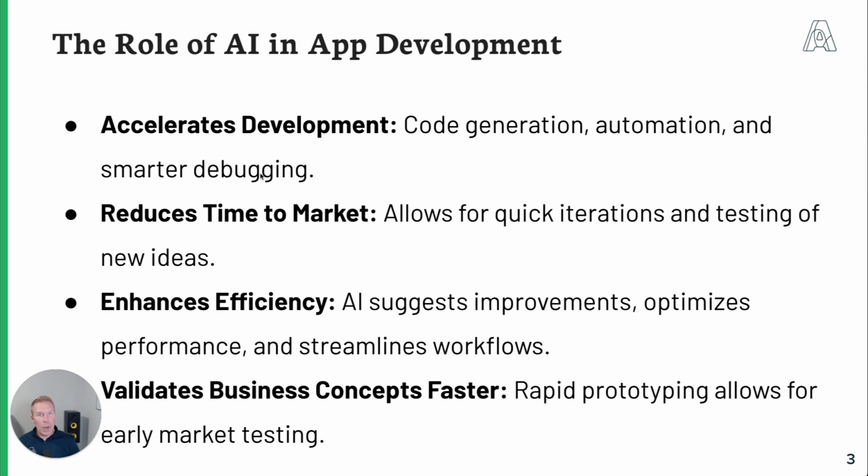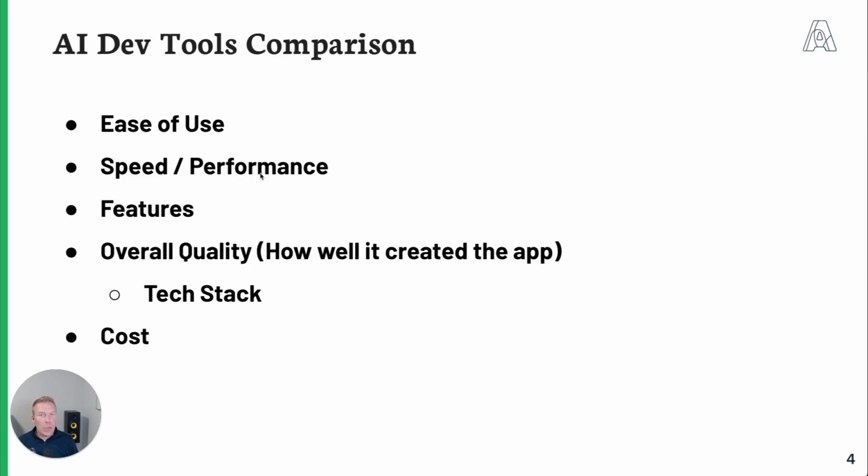With that said, one of the reasons we're evaluating all these AI tools is they're very powerful to help accelerate development, reduce time to market, enhance efficiency, and lastly, which I think is very powerful for business owners like myself or a software development company like myself, we can help businesses validate their concepts faster using rapid prototypes. So for each tool we look at, we're going to look at the ease of use, the speed and performance, the features that tool offers, the overall quality, how well it created an application, including the tech stack, and lastly, the cost.